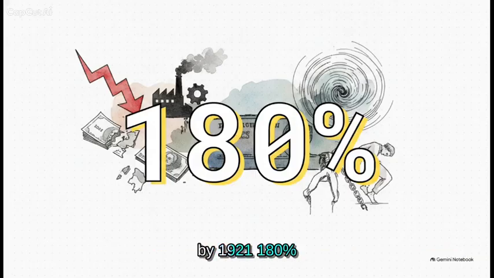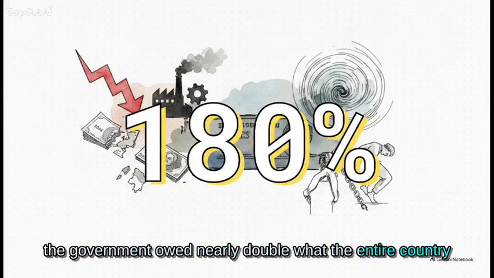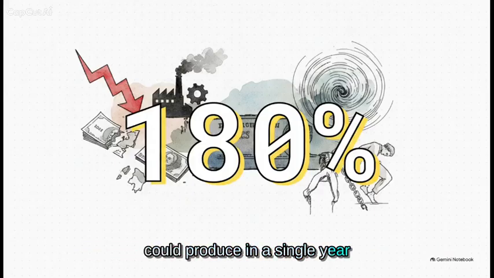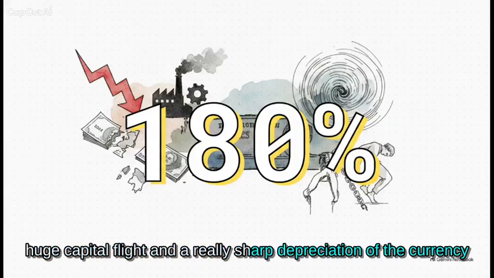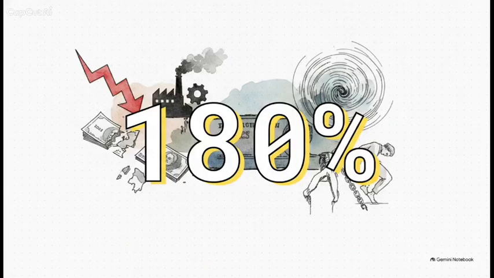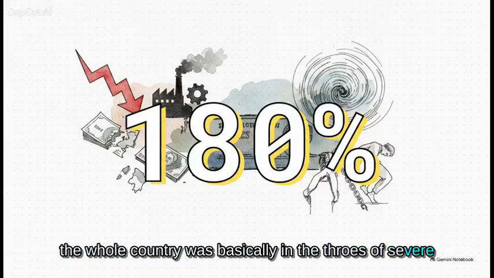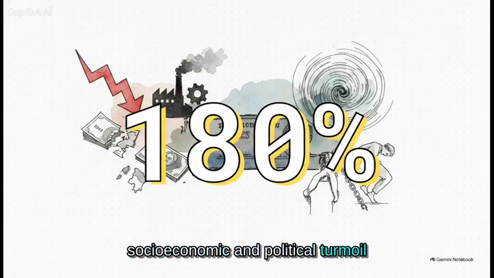180%. To put that into perspective, the government owed nearly double what the entire country could produce in a single year. Naturally, this massive debt burden caused severe monetary instability, huge capital flight, and a really sharp depreciation of the currency. The whole country was basically in the throes of severe socioeconomic and political turmoil.